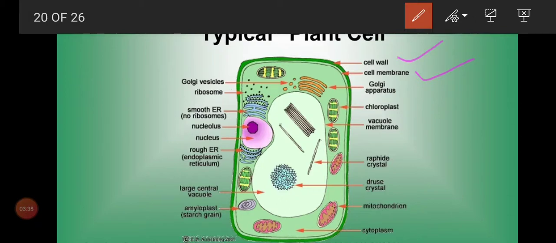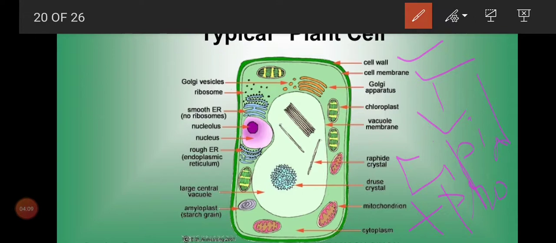One point clear. Second part: next to the cell wall, a layer will be there that we call the cell membrane. The cell membrane is made up of lipid and protein, P-R-O-T-E-I-N. Lipid plus protein. Is that clear, children? So the cell wall is made up of what? Glucose. The cell membrane is made up of lipid and protein.